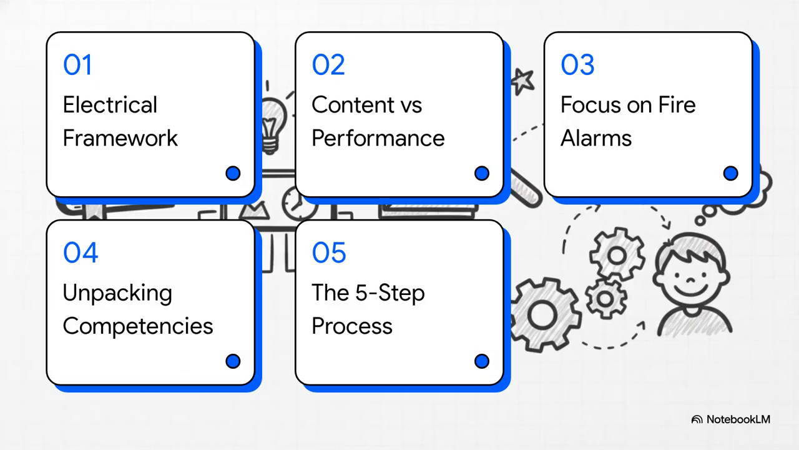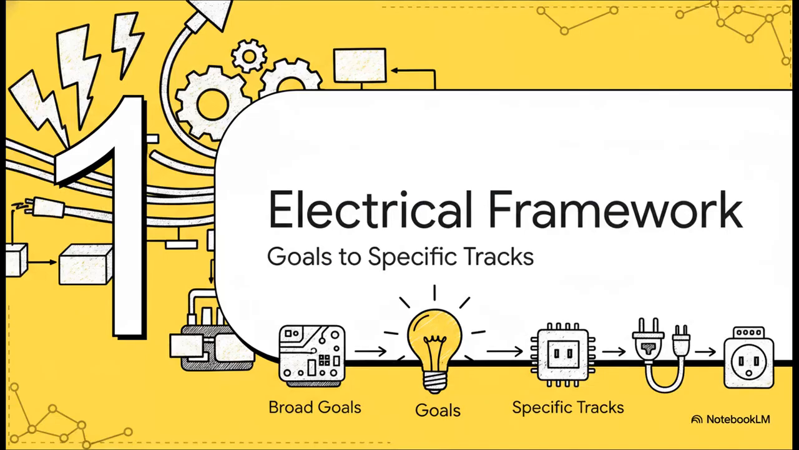So here is our roadmap for our macro to micro journey today. First, the electrical curriculum framework. Second, content versus performance standards. Third, we'll focus on fire alarms. Fourth, unpacking learning competencies. And finally, number 5, the step-by-step process. All right, let's jump into section 1, the electrical curriculum framework, from broad goals to specific tracks.